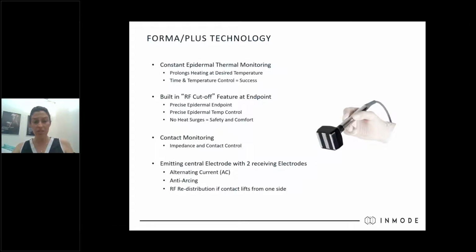Contact monitoring, we've actually discussed that. Another thing that happens with regards to that monitoring is that we're monitoring the degree of contact of the handpiece. So once contact is lost, you also get an audible sound showing you that.